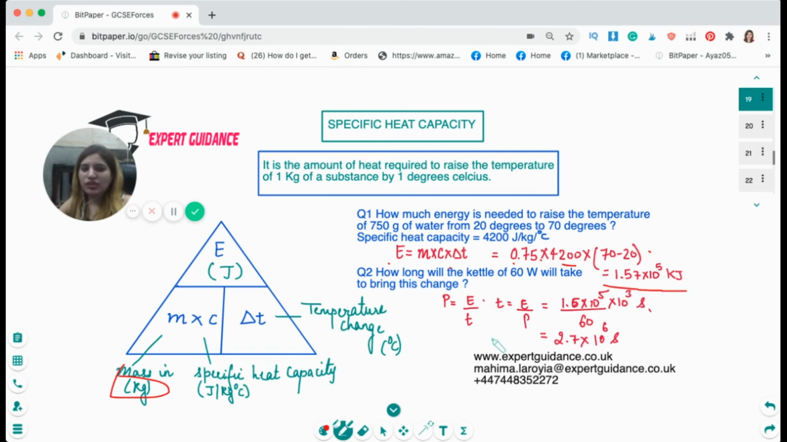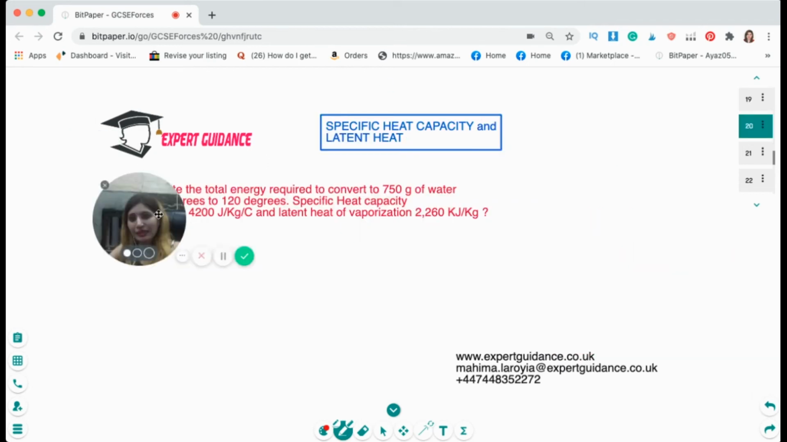And power is energy over time, so time is energy over power. I have this energy, my power is 60 watts, I divide the two, so that will give me the time to be 2.7 times 10 to the power 6 seconds, okay?